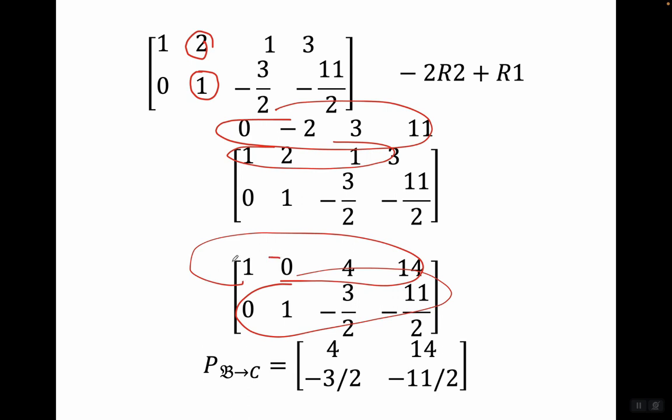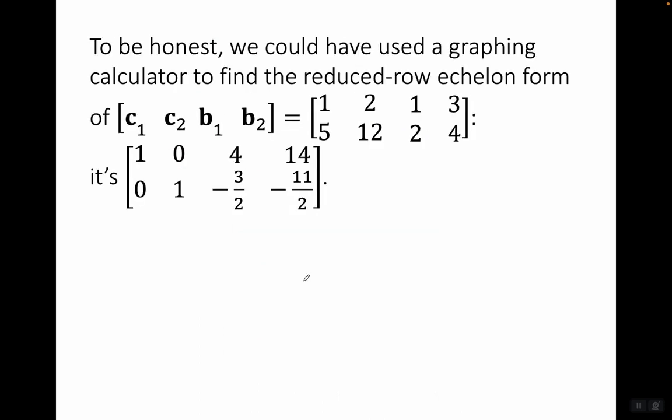And we're done. On the left side, this is our identity matrix. So the matrix on the right side must be our change of coordinates matrix: 4, 14, negative 3 halves, negative 11 halves. To be honest, we could have used a graphing calculator to find the reduced row echelon form of this matrix, because if you use reduced row echelon form of this, you'll end up with this. Again, you'll end up with that.